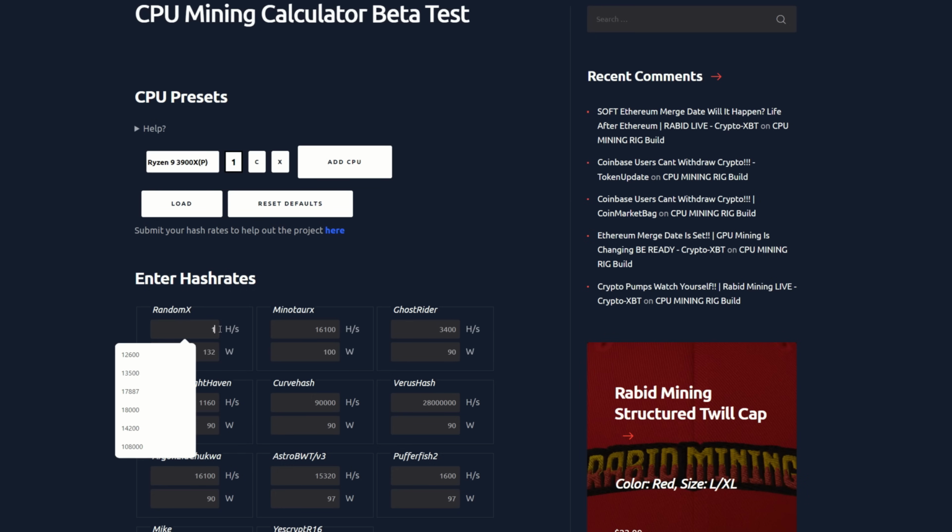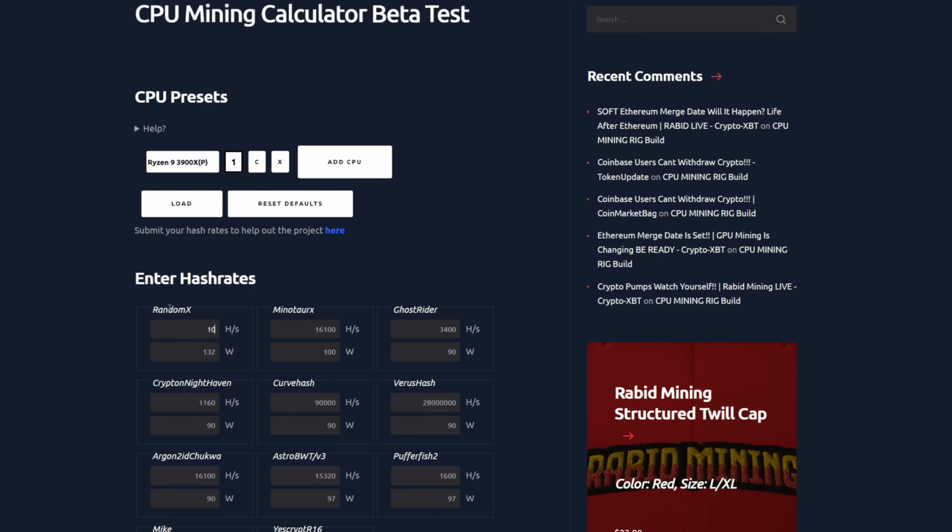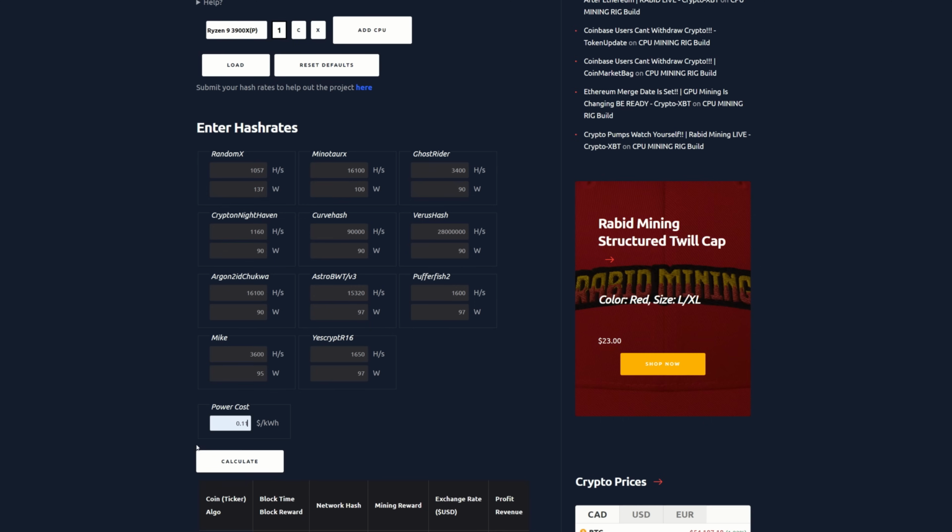Let's just have a quick peek here again. So it's looking like 1.057 kilohash, 1057 hashes, and we were using about 137 watts. So now I'm going to go 11 cents per kilowatt hour.